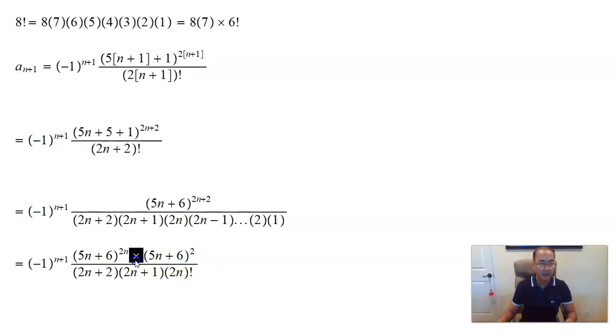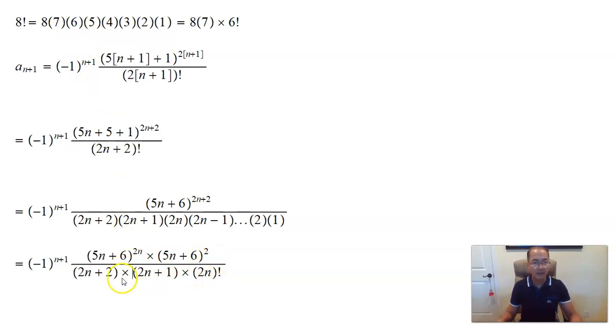Okay, so let's make sure that we see that we have the 2 extra factors, like the 8 and the 7, times 2n factorial. Okay, so I do believe I am happy with this simplification. So now, let us construct a(n+1) over a(n) absolute value to take the limit.